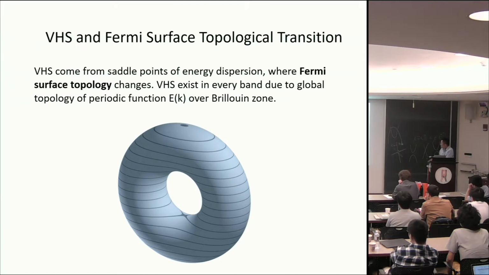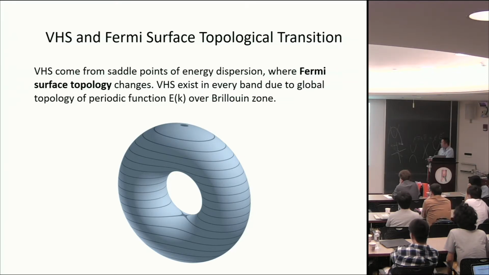And as you can see, as you start from the bottom of the band, you get Fermi contours which are contractible to a point. Near the top of the band, you get contours which are also contractible to a point. But somewhere in between, because of the topology of the torus, the constant energy contour changes from a contractible loop to two non-contractible loops. Right? And right at this bifurcation point, this is a saddle point.